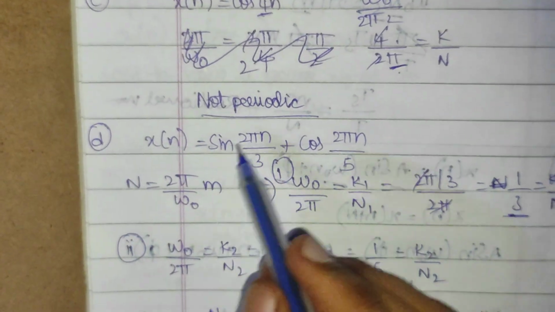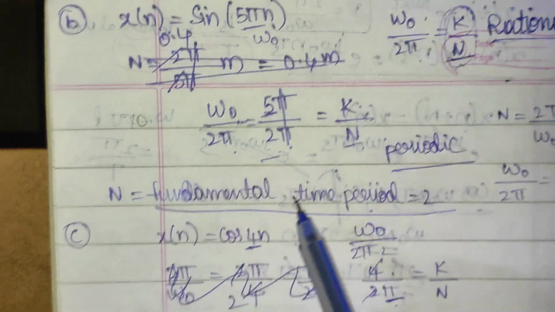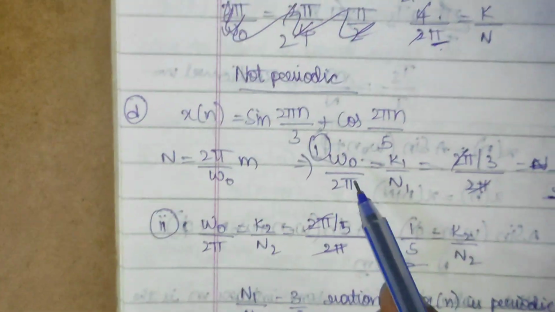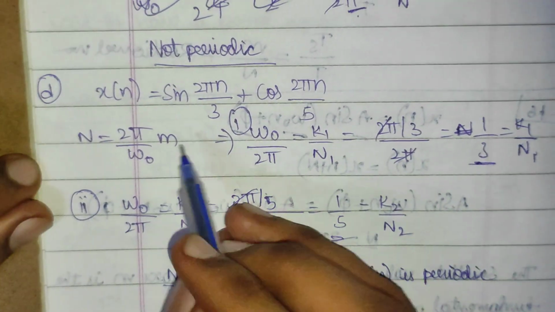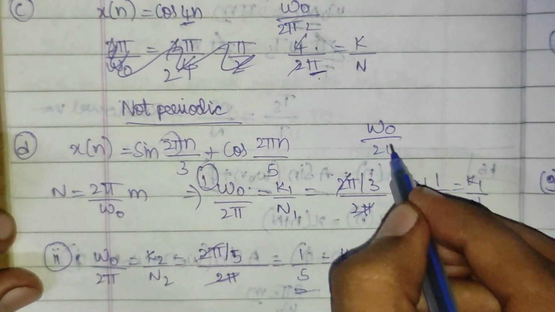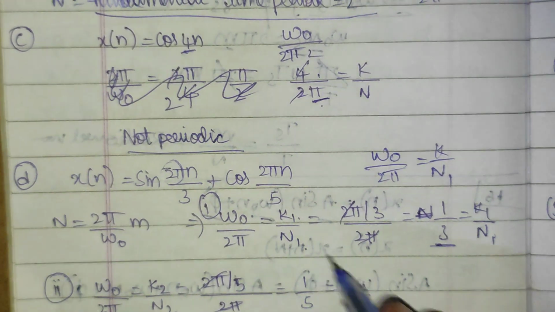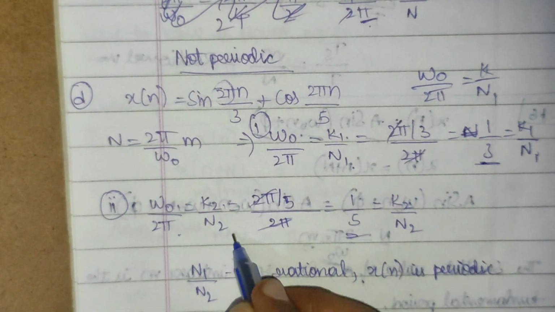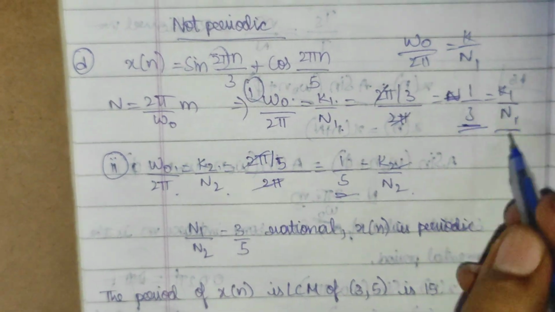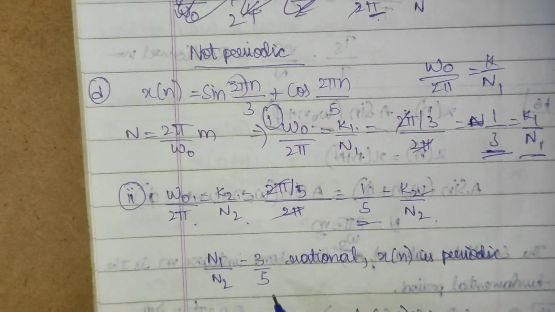Okay, this is the case when you have individual signals. But if you have addition of two signals, what to do? Take the first ratio of omega naught by 2 pi, that is k1 by N1, and take the second signal's omega naught by 2 pi, k2 by N2. Take both these ratios. Neglect k1 and k2 and take N1 and N2. These are the fundamental time periods, as we discussed above.